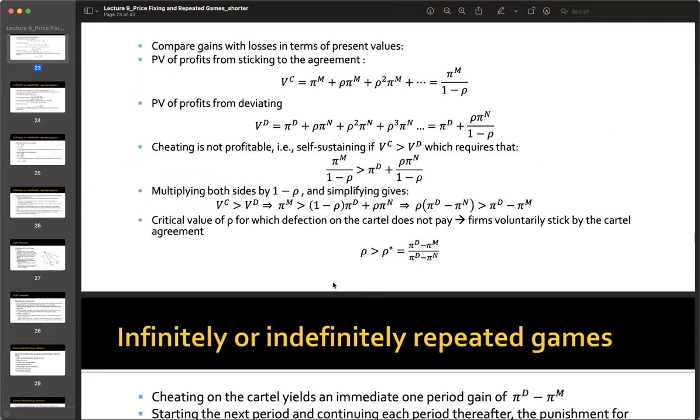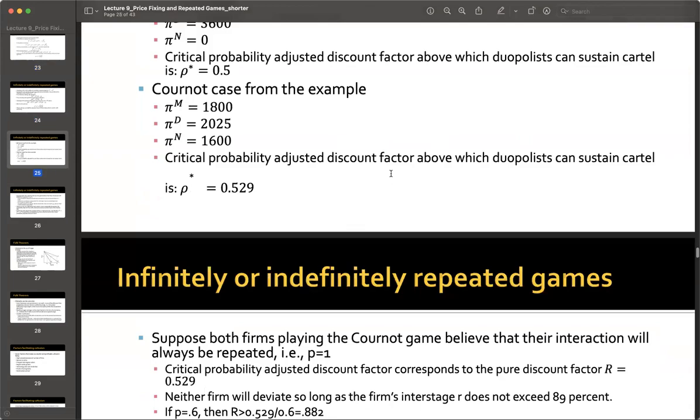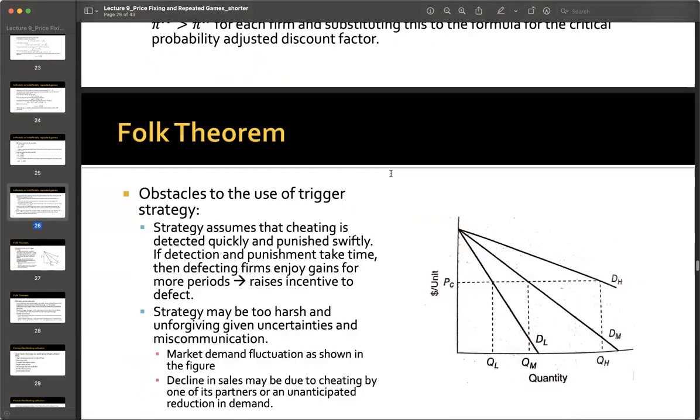Under decline, all of these future values here will fall. And when the future values fall, the profits from sticking to the agreement will also fall. Therefore, there's more of an incentive to deviate today when the profits are still high, as opposed to waiting for tomorrow when the profits are going down. And that's the logic of the growing market. Under a growing market, it's easier to sustain the agreement.